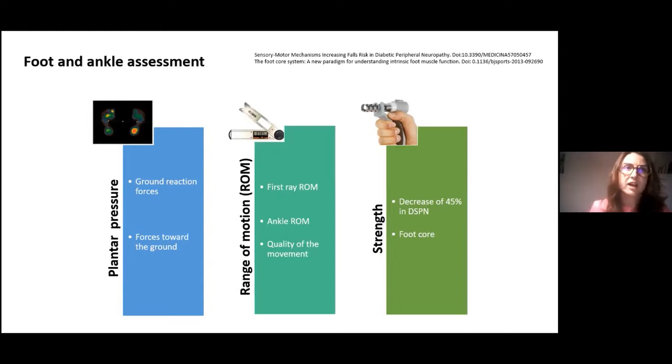And on the other hand, ankle and foot strength measured with a dynamometer and seldom addressed by preventive medicine, although it has been found a decrease of 45% of ankle and feet strength when comparing people with distal symmetric polyneuropathy and healthy subjects. Intrinsic foot muscles could be considered a foot core similar to the lumbopelvic one.